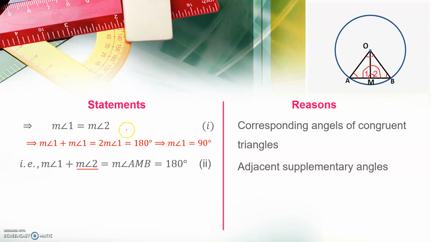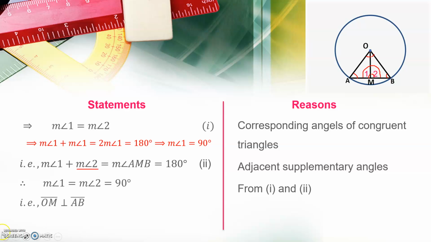Here this 2 will be shifted to the right hand side and it will divide 180 degrees. So we will get measurement angle 1 is equal to 90 degrees. This implies that measurement angle 1 is equal to measurement angle 2 is equal to 90 degrees from equations 1 and 2. As we know that measurement angle 1 is equal to measurement angle 2, and here we proved that measurement angle 1 is equal to 90 degrees. So it means that measurement angle 2 is also 90 degrees.